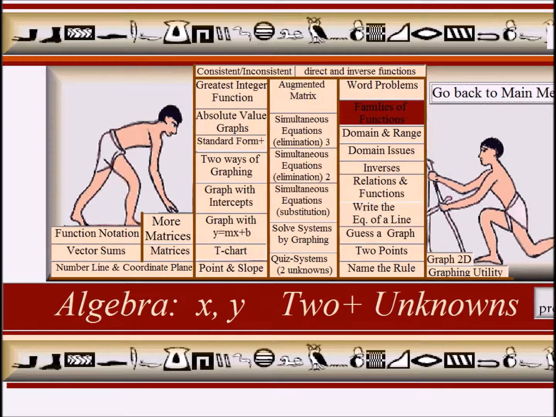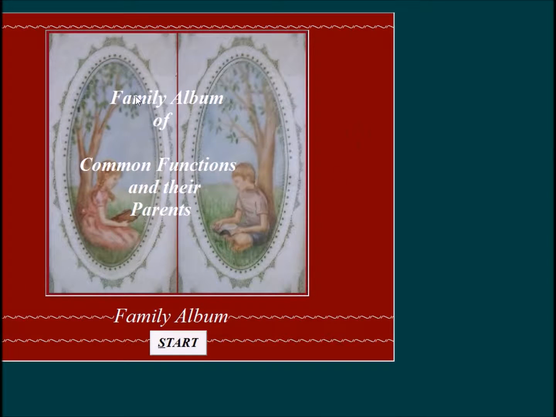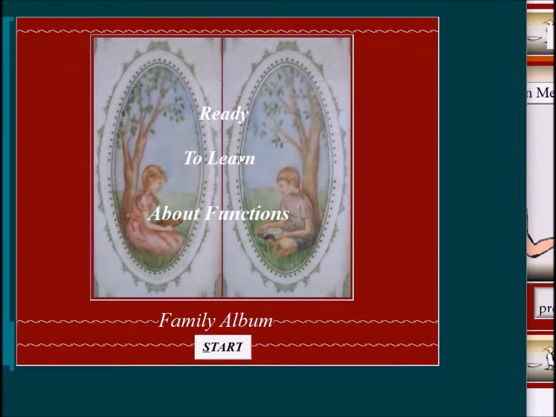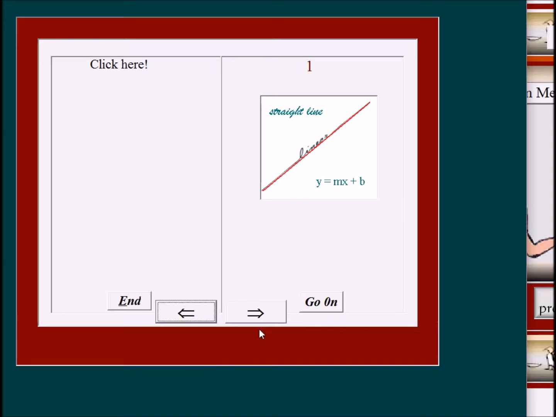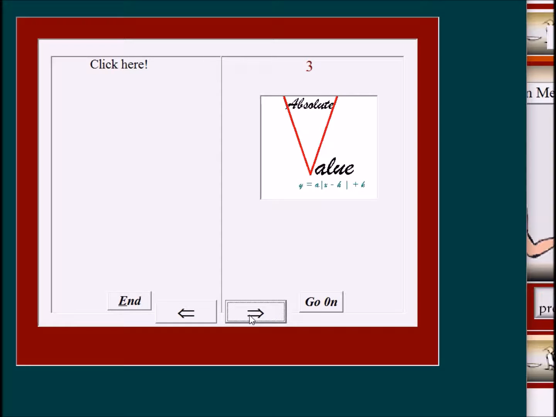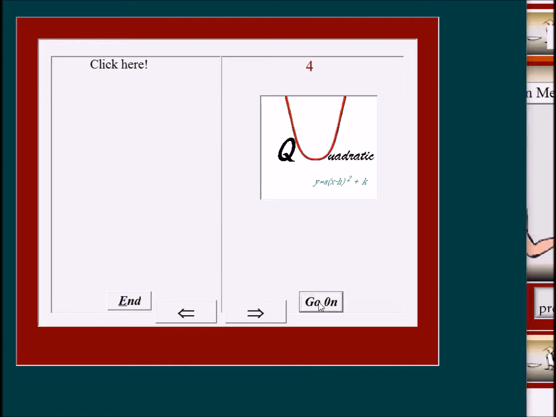A while back, when we first started doing two unknowns, we looked at this program called Family of Functions to sort of get an overview of what was to come. Let's look now at the family that's the quadratic family, because that's the one we're about to get more familiar with. We're not linear, not constant, not absolute value, but quadratic. So let's go on with the quadratic.